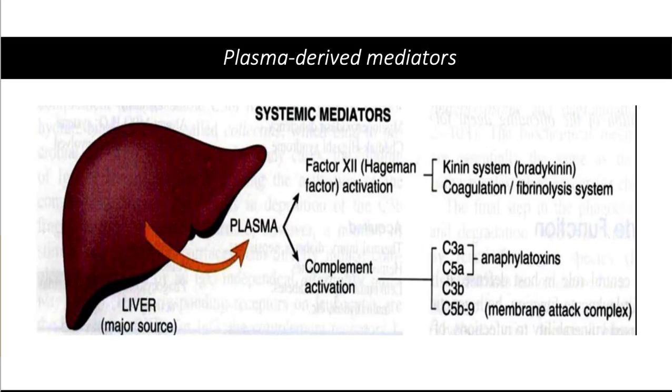Plasma-derived mediators, like complement proteins, are present in the circulation as inactive precursors that might be activated usually by a series of proteolytic cleavages to acquire their biologic properties. They are produced mainly in liver and are effective against circulating microbes and also can be recruited into tissues.